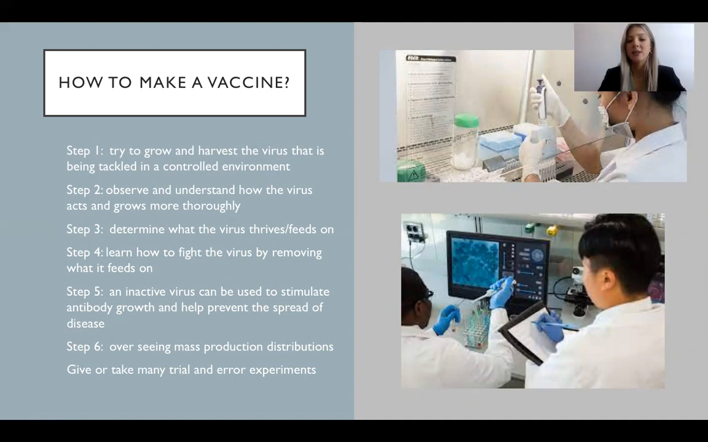By understanding the virus, they can determine what the virus thrives and feeds on and what it needs to grow. Once they collect their data, they can fight the virus by either limiting or removing what the virus feeds on. The last step in making a vaccine is introducing an inactive virus to stimulate antibody growth and help prevent the spread of the disease. But in actuality, the real last step in making a vaccine is overseeing its mass production and distribution. There are many trial and error steps in making a vaccine as well, which may be why many vaccines average about 10 years to become available.